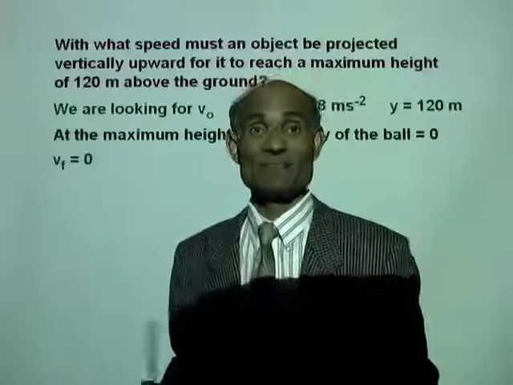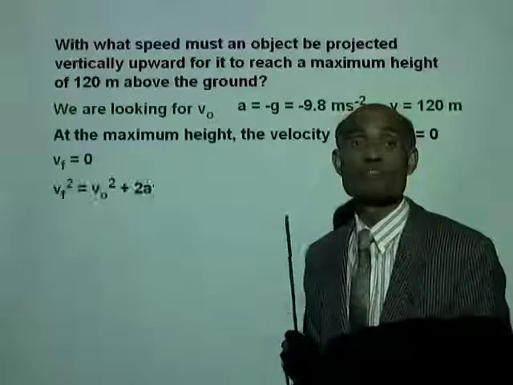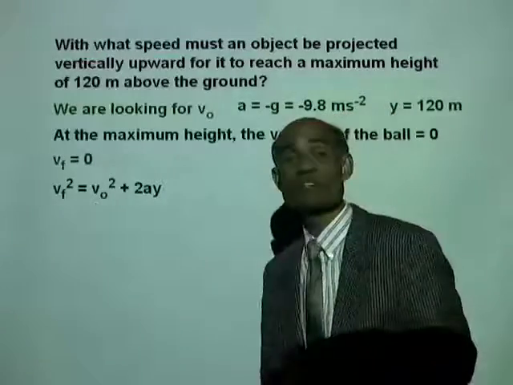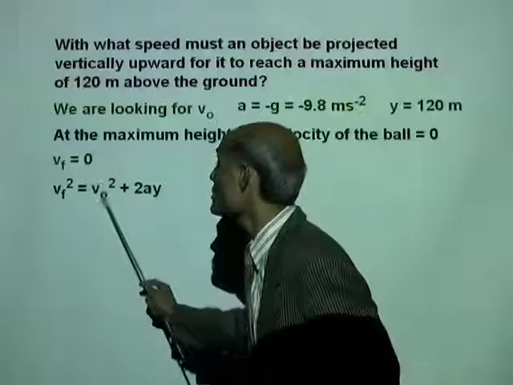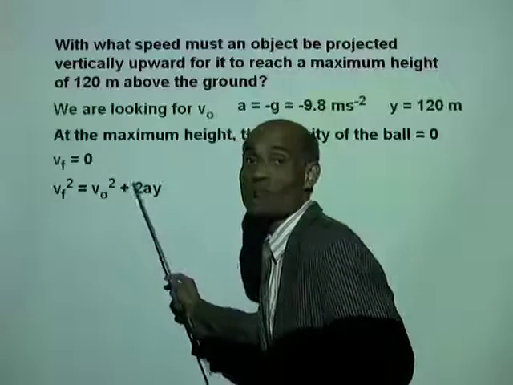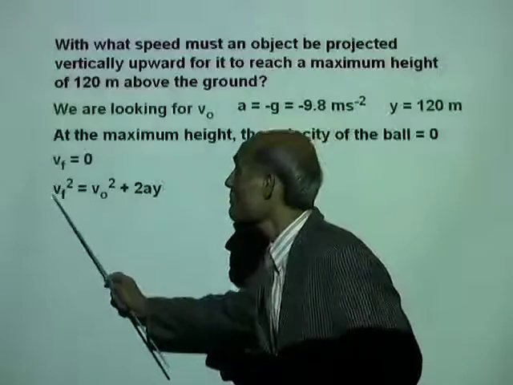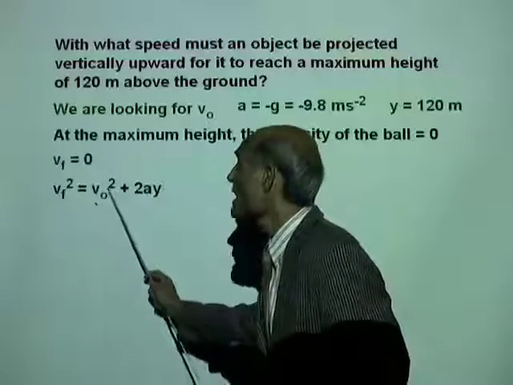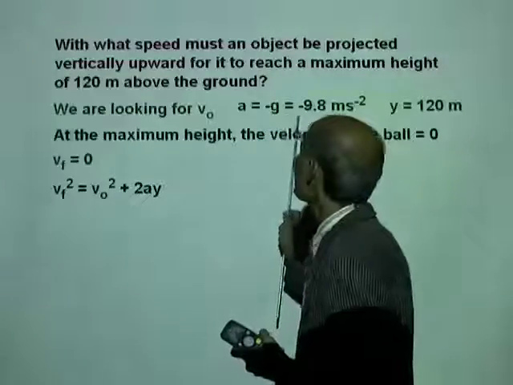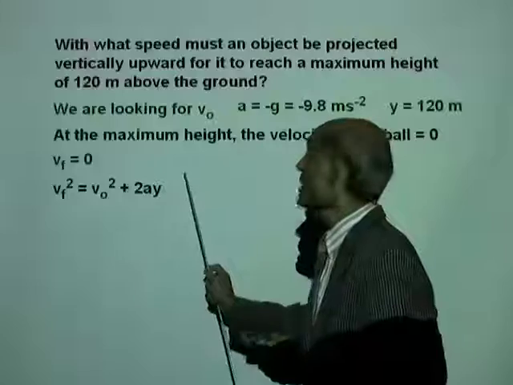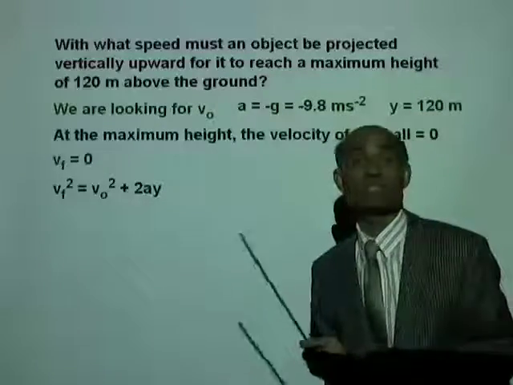Alright? We got Vf equal to 0. We are looking for V0. Look at the equation we are going to use. The third equation: Vf squared equal to V0 squared plus 2ay. Vf is 0. We need to find the V0. A we know equal to negative 9.8 and y we know is 120 meters.